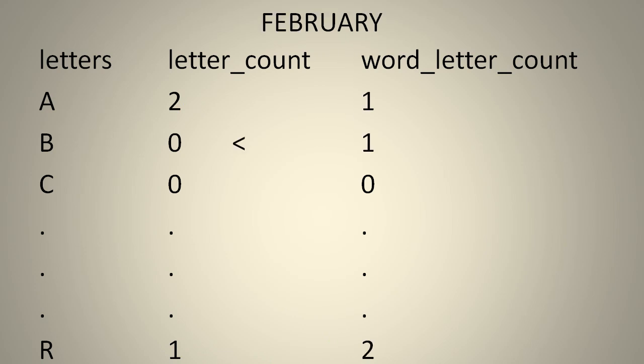Then we go to the next month, and we fill in the letter count for February, and we get 1 A, 1 B, 2 R's. And then we go down the line and say, okay, well, 1 A, well, we already have 2 A's.